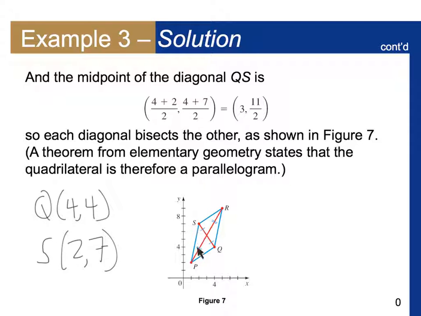And that proves that this thing is a parallelogram, that these two opposite sides are parallel, and these two opposite sides are parallel. So whenever your diagonals bisect each other, they have a midpoint that's common, then we have a quadrilateral. Or, I'm sorry, we have a parallelogram. Quadrilateral is just a 4-sided figure.